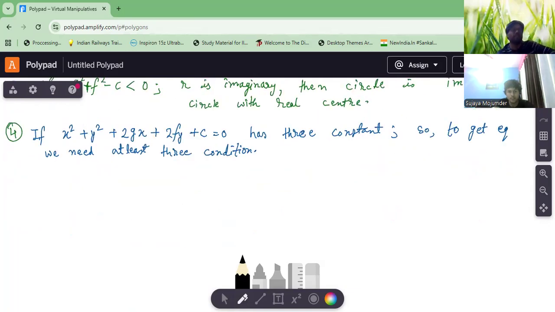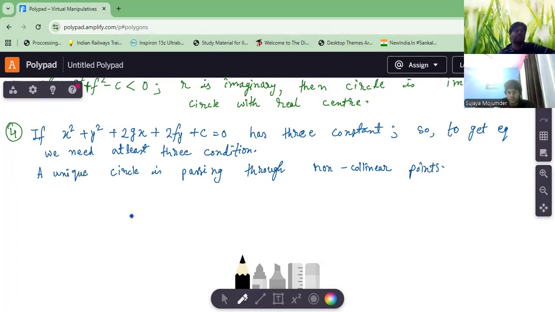Now moving to the unique circle. A unique circle would be passing through three non-collinear points. You can write down a unique circle. This has been taught in class 10 as well, I guess. A unique circle is passing through three non-collinear points. Okay. I hope you know what non-collinear points are. What is it? Points that don't lie on the same line. Exactly. Yes. Okay. Point number four. This one was point number four.